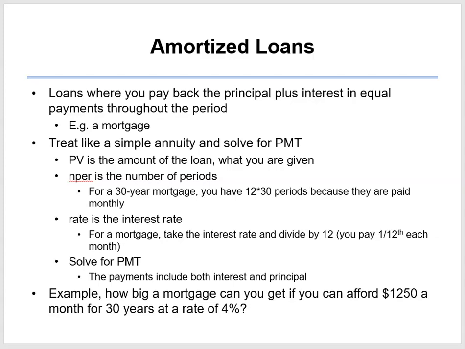Number of periods, obviously, is the number of periods. But remember, it's not just the number of years of a mortgage. It's going to be the period. So if we pay it every month, then it's 12 periods. Rate will be the mortgage rate, but we're going to divide by 12 because you pay 1/12 of that each month. Lastly, payments. That's what we're going to solve for. That will be your monthly payment. Okay, so we'll calculate one of these in the Excel review.